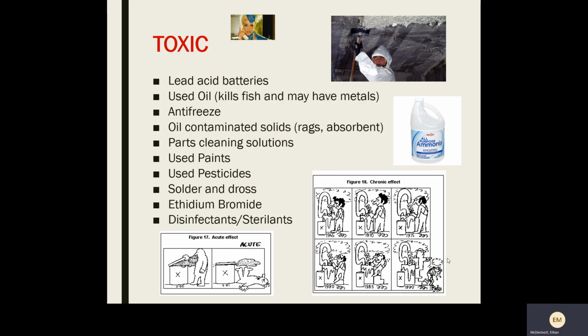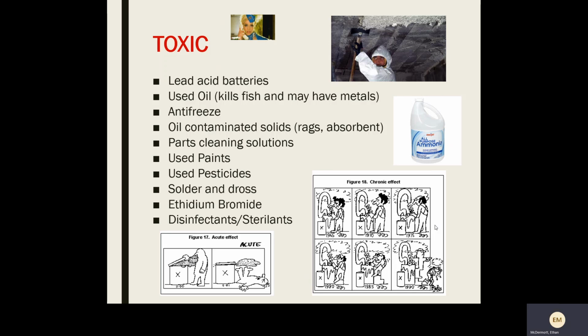Toxic wastes include wastes that have certain metals or chemicals that can cause harm to humans or the environment, wastes that can kill fish if released into the aquatic environment, or wastes that cause short or long-term negative health effects on humans. Some examples of these types of wastes are lead acid batteries. The lead is a harmful metal and the acid is corrosive. Used oil. Used oil can kill fish if it's released into the environment and is often contaminated with toxic metals.